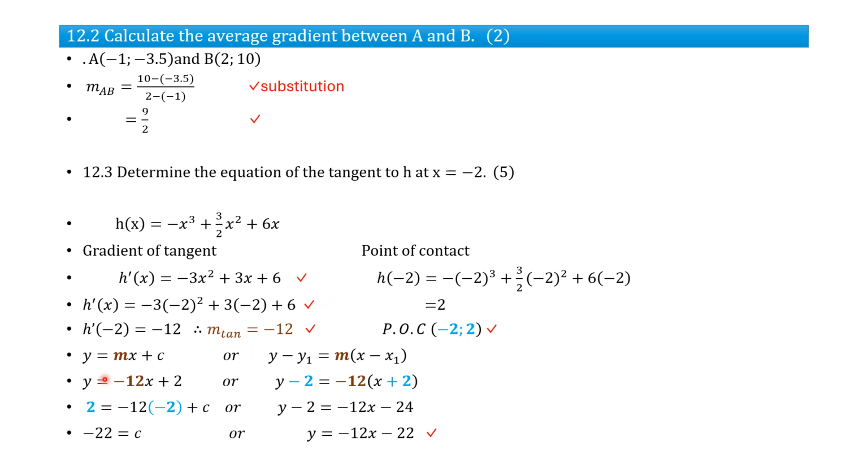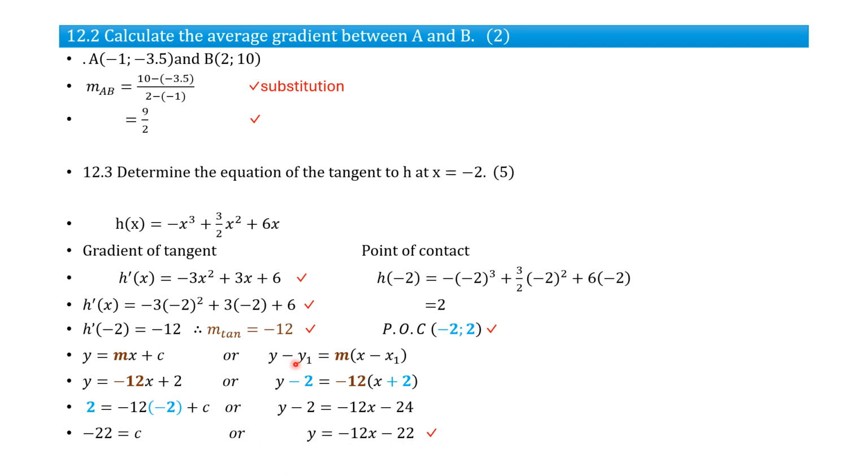Now take note, I prefer this method here on the left, but you can also do it the way on the right. So whichever way you are more comfortable doing it. So y equals mx plus c, my gradient is negative 12. So m is negative 12, and that should reach c there. So then I substitute my point of contact. So x is negative 2 when y is 2. So that gives me positive 24, negative 2 times negative 12. Positive 24, if I take it over, negative 24 plus 2 gives me negative 22 for c. So y equals minus 12x minus 22.